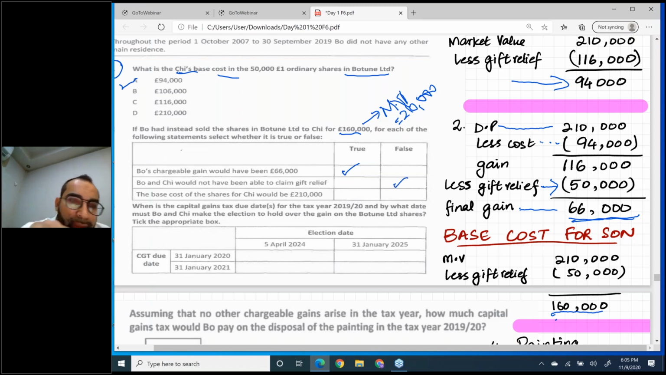The base cost of the shares for Chi would be 210. No. In this case, the base cost is 160. So again, this is false. So in question number two, you will have one true and two false.